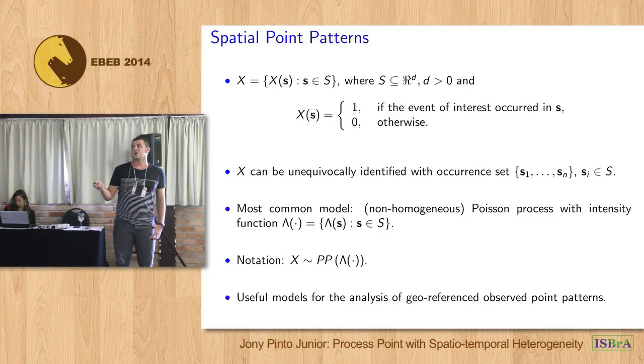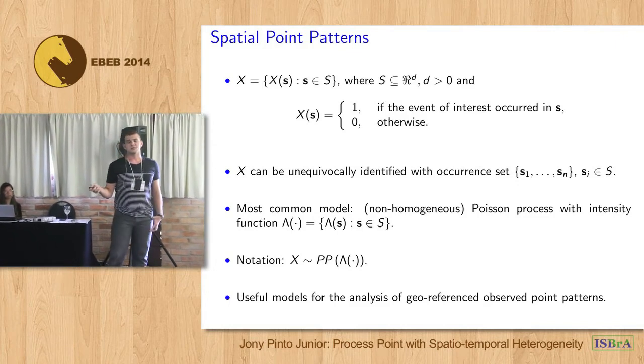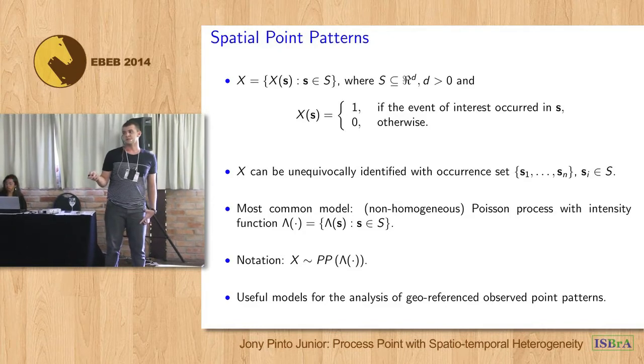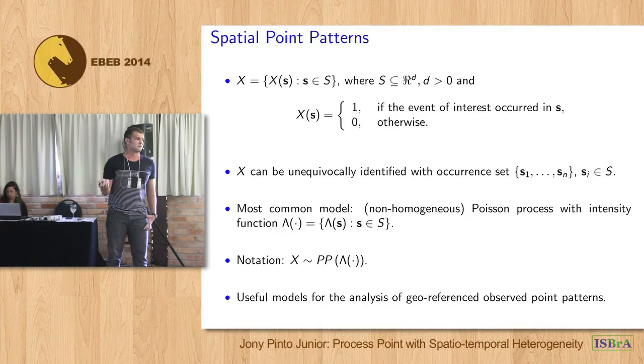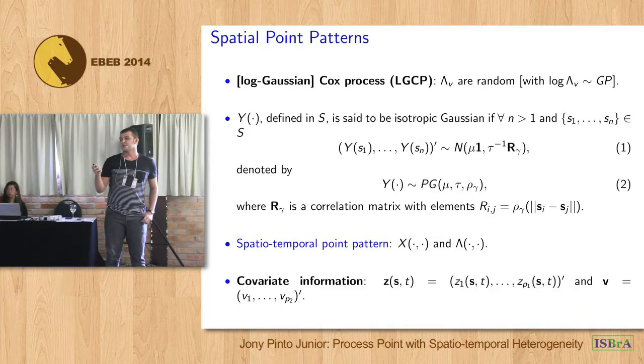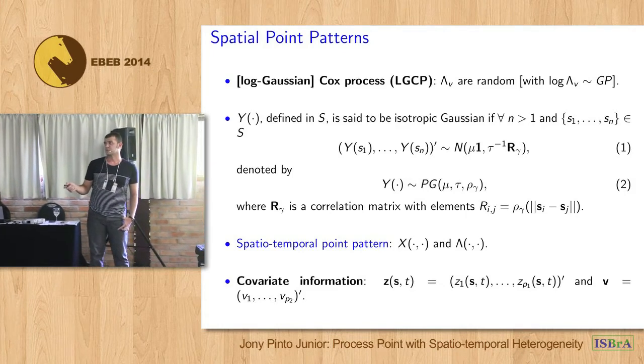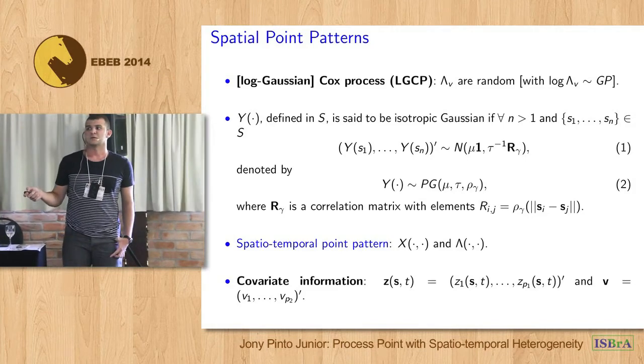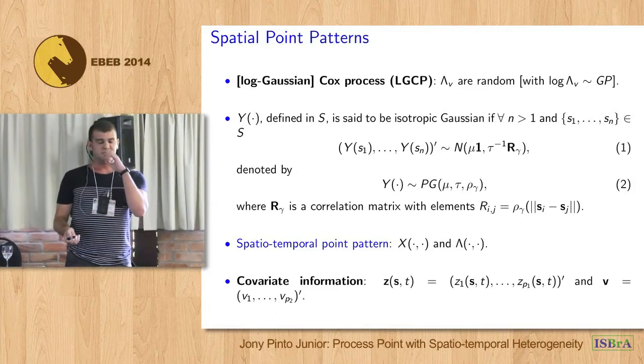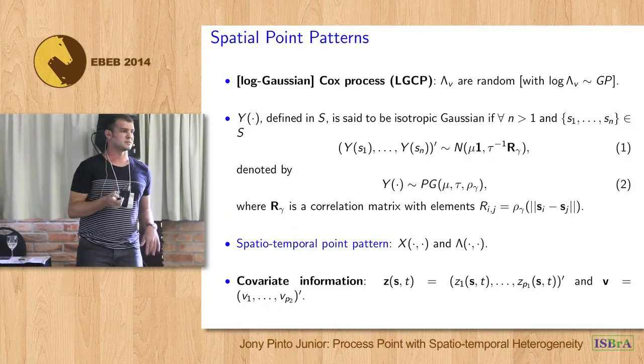A spatial point pattern is a set of X indexed by S, where these elements are equal to 1 if the event of interest occurred in S and 0 otherwise. And homogeneous and non-homogeneous Poisson processes with intensity function denoted by capital lambda are the most common models for this spatial point pattern. Another useful class of models for a spatial point pattern is the log-Gaussian Cox process, where the intensity function is random and the log of the intensity function is a Gaussian process. Here we have the definition of an isotropic Gaussian process in expression 1, and it's going to be denoted by the expression in 2. So far, we have talked about point patterns indexed by S, meaning space.